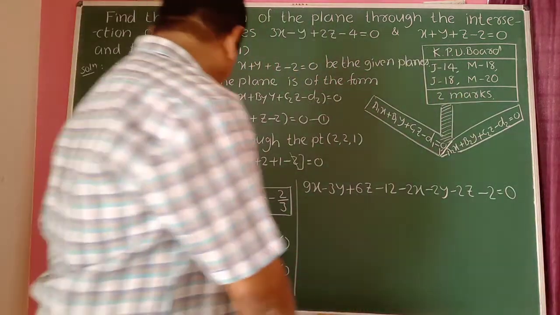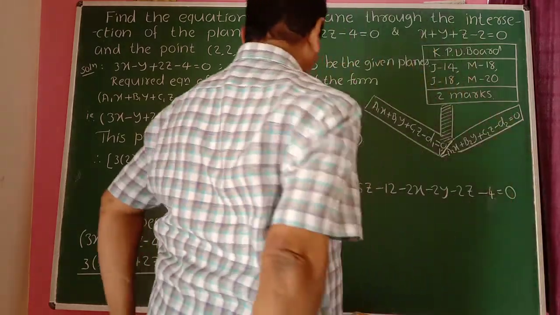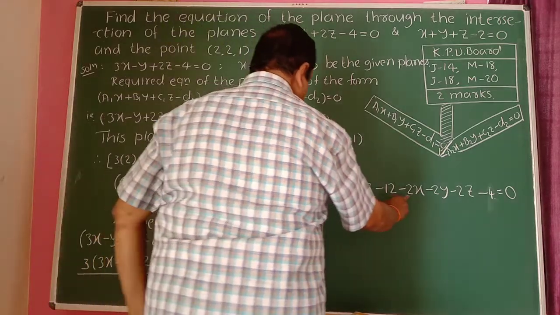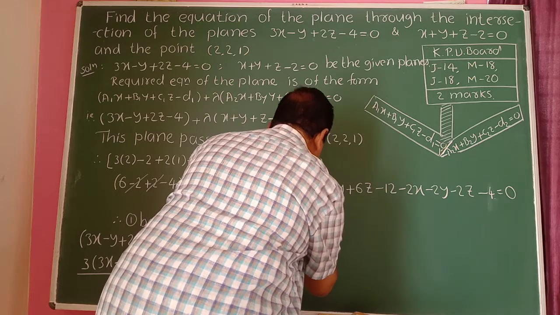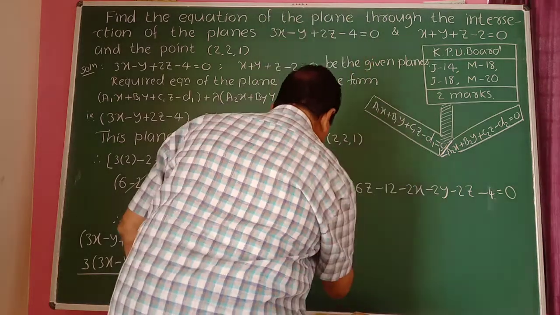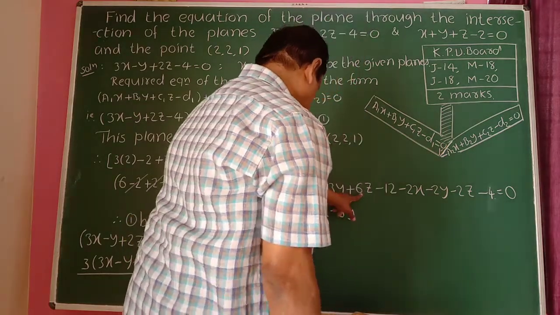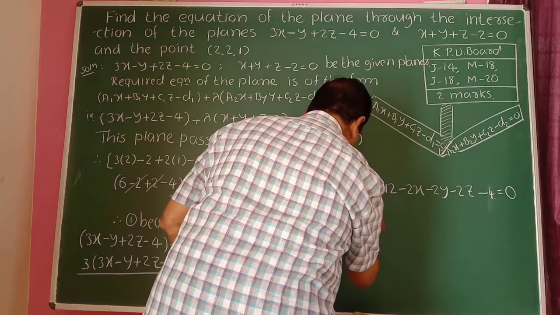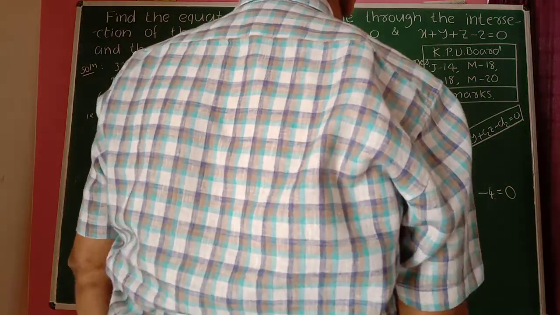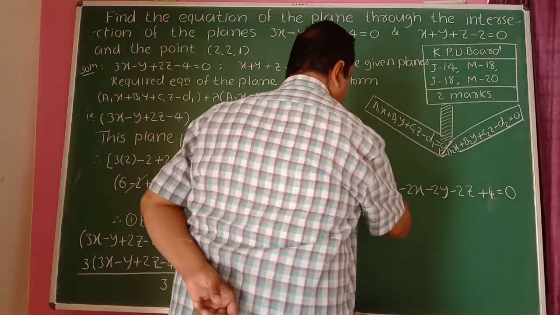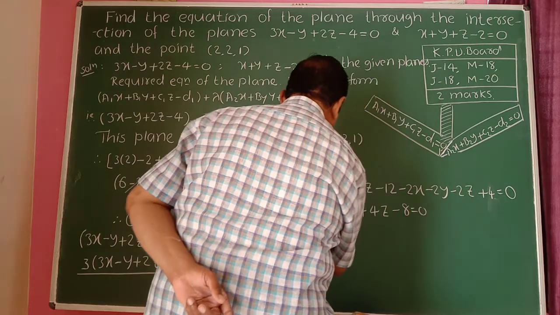2 into 2 becomes 4. Then 9x minus 2x becomes 7x. So 7x, minus 3y minus 2y, minus 5y. 6z minus 2z becomes 4z. So plus 4z, minus 12 minus 4. Minus into minus becomes plus, so minus 12 plus 4 becomes minus 8 is equal to 0. Therefore this is the required plane.